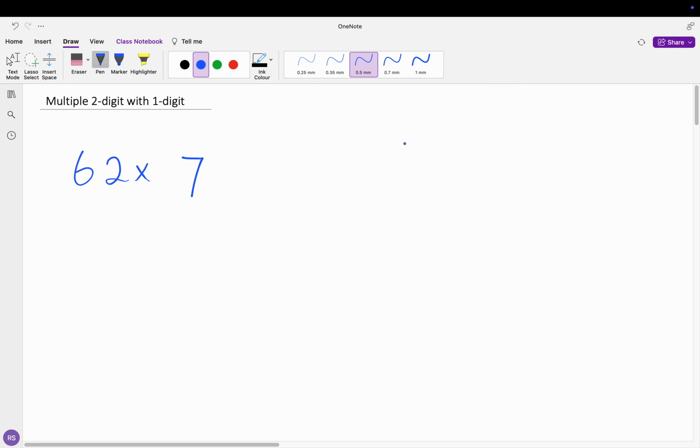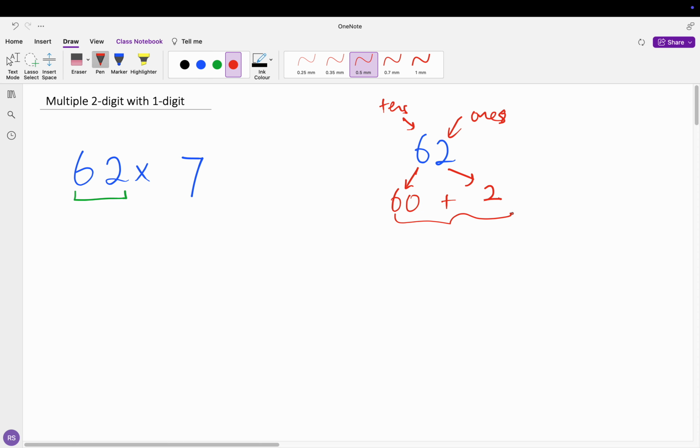Alright, so let's go with the first method, which is to break up 62 into its tens and ones. So 62, the ones digit is a 2, and the tens digit is 6, so it is 60. So 60 plus 2 gives us 62. We can write that over here as 60 plus 2, and the whole thing multiplied by 7.